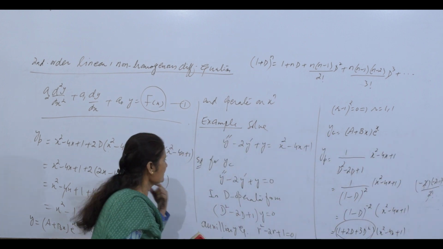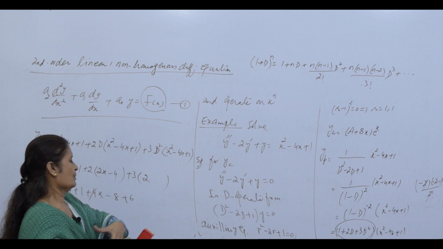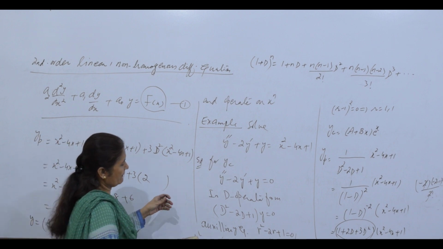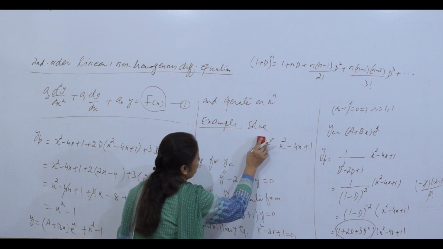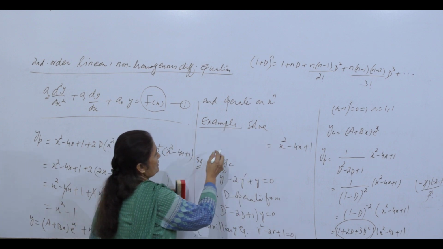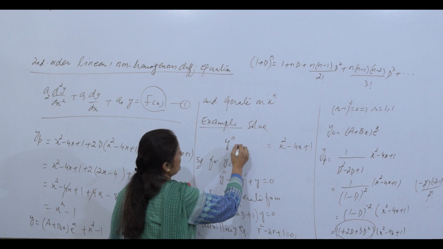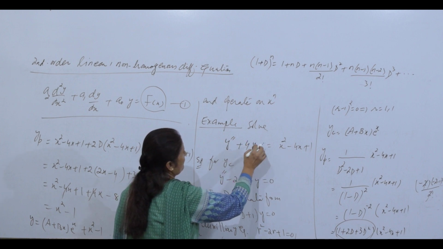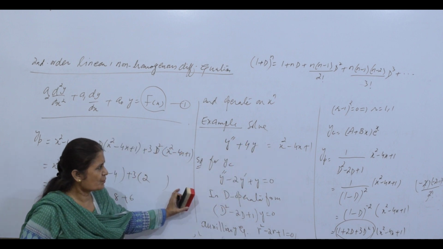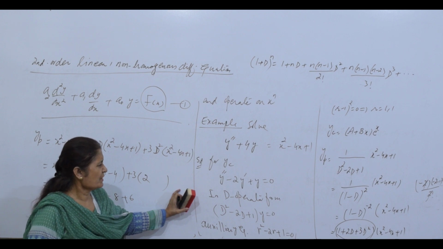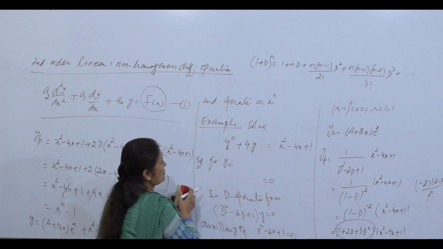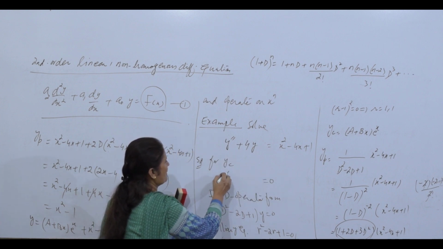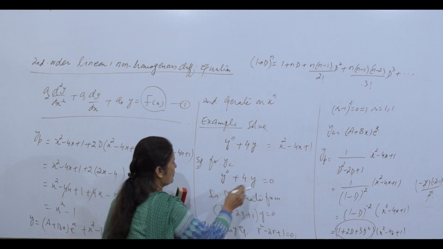Let me change the question. This is y double dash plus 4y, for example. Polynomial is going to be the same. I won't bother about it. But I am telling you one thing, how to have this. Question is changed. This is y double dash plus 4y equal to 0.